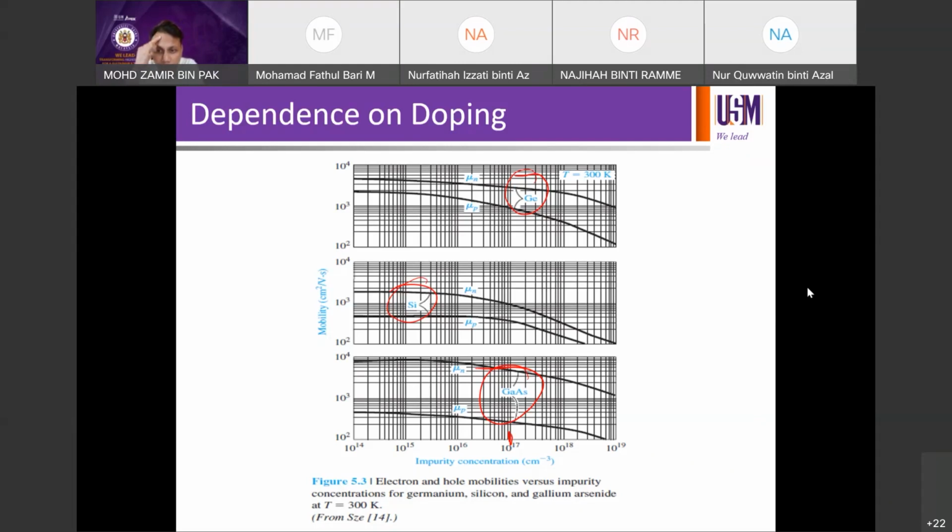Okay, that's about what? 2.5. Let's see. Germanium 10 to the 17, yeah, that's about 2.5, right? So 2,500. Okay, 2,500.